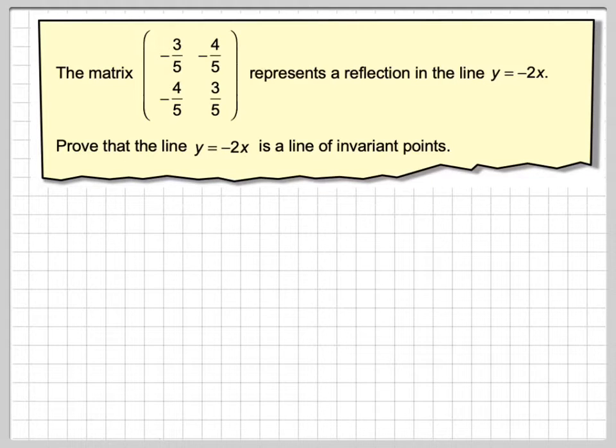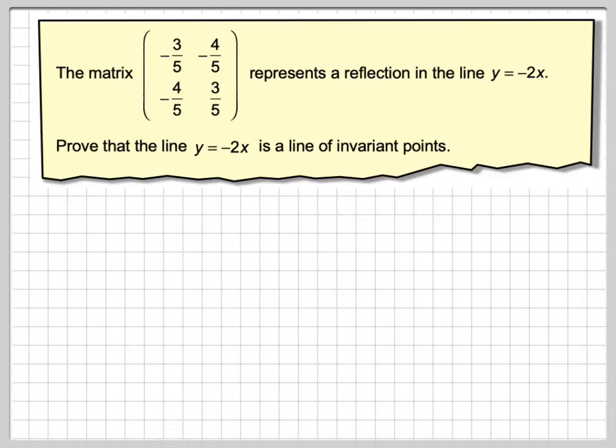Okay, in this video we're going to look at what we mean by a line of invariant points. It says the matrix minus 3 over 5, minus 4 over 5, minus 4 over 5, 3 over 5 represents a reflection in the line y is equal to minus 2x. Prove that the line y is equal to minus 2x is a line of invariant points.